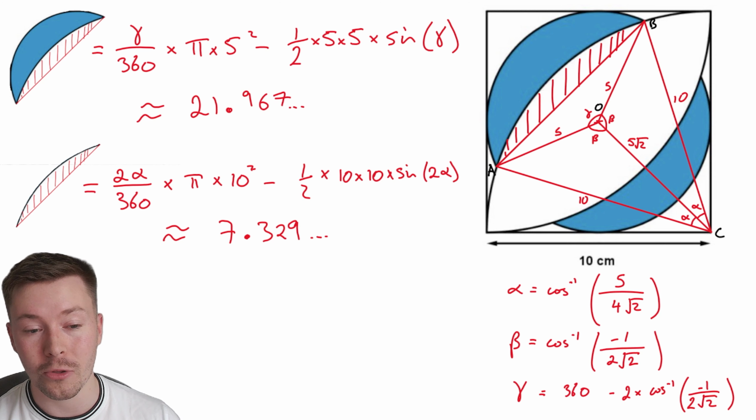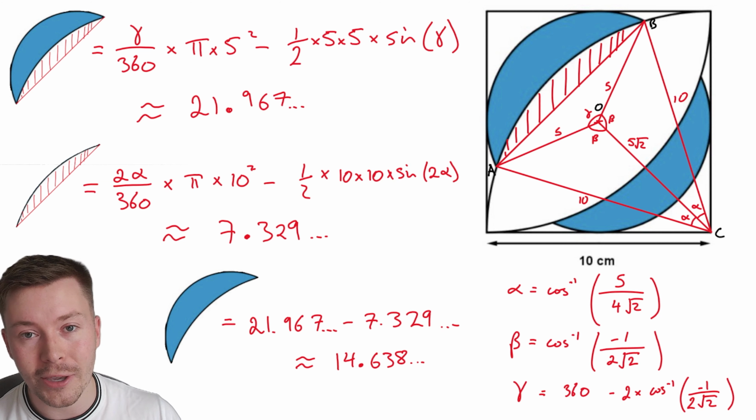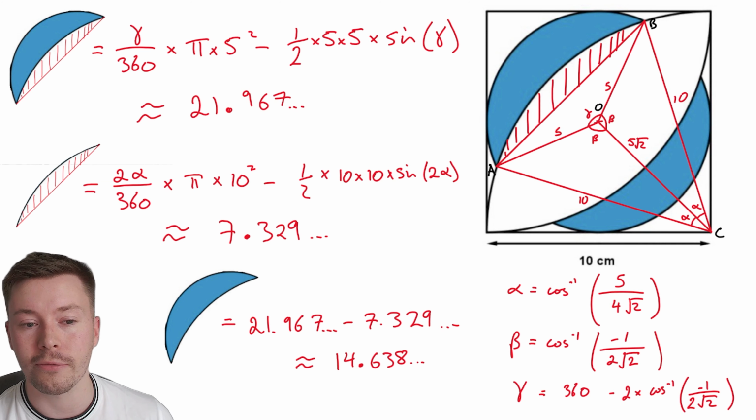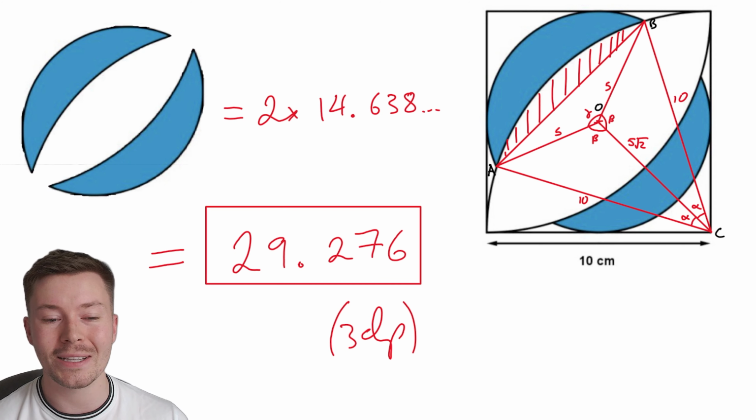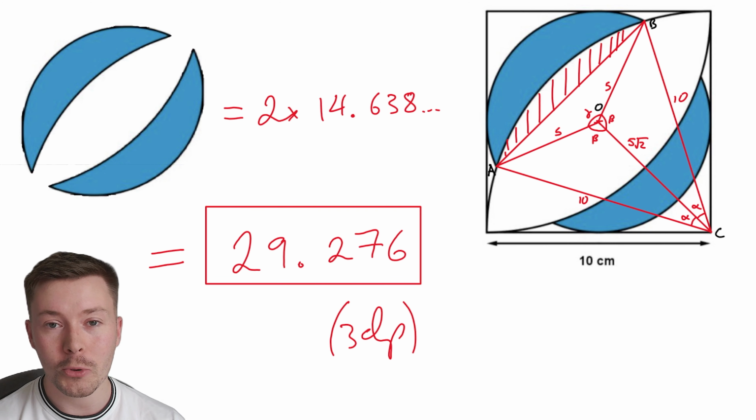You probably know what to do at this point. You're going to subtract both of those from each other, gives you 14.638, but don't forget at the end you've got to double it to give you the final answer, which is 29.276.